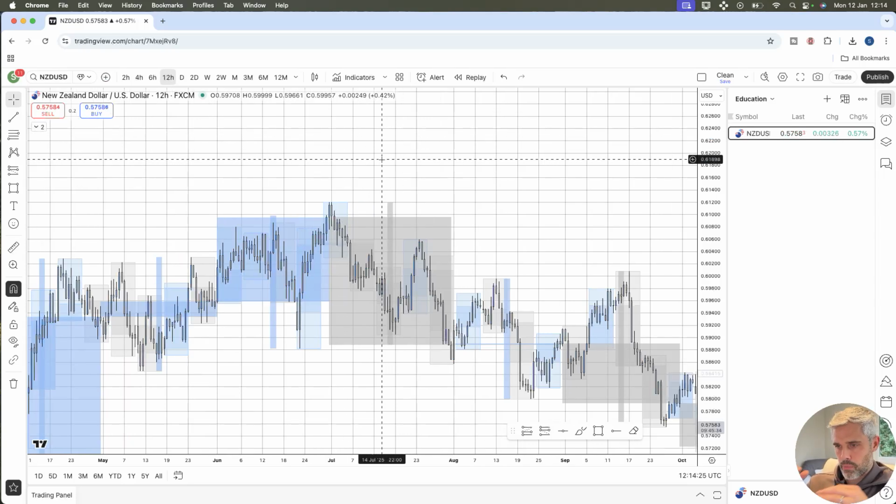And then what we can do is start to piece together liquidity sweeps with structure shifts to actually take higher probability trades when key liquidity pools have already been targeted.